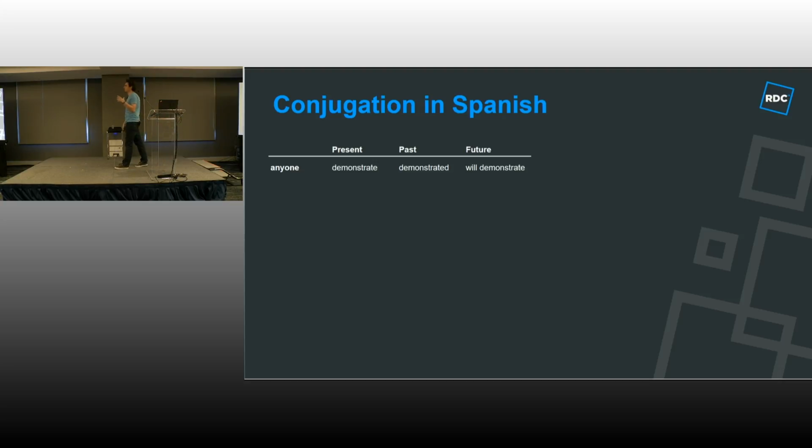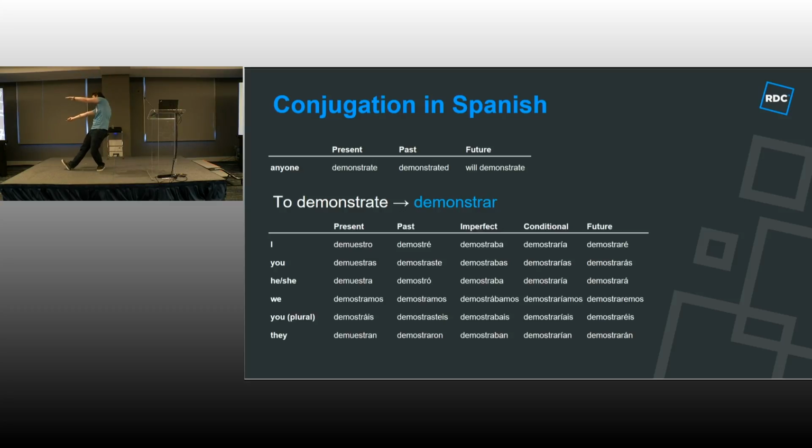So in English, there's basically 2, 3 forms of the verb demonstrate, ignoring the present participle demonstrating here. For future tense, we use modal verbs like will and shall. Now, the Spanish word for to demonstrate is demostrar. And if I want to use it in a sentence, I need to consult this table. Now, that is 30 different forms of the verb for demonstrating.